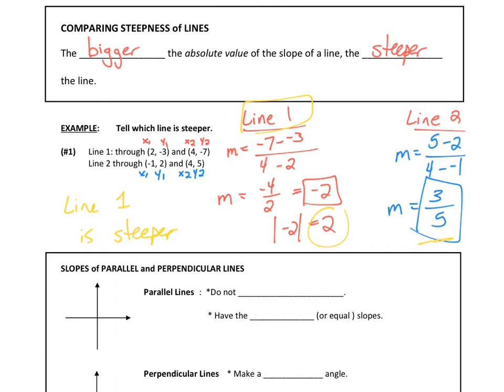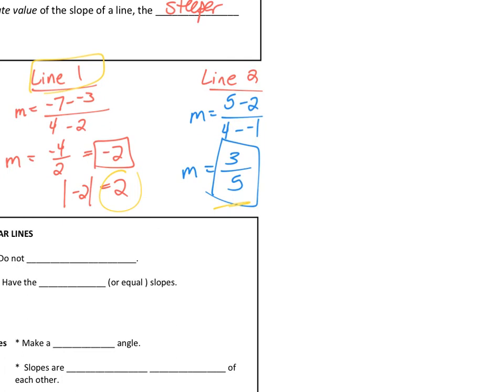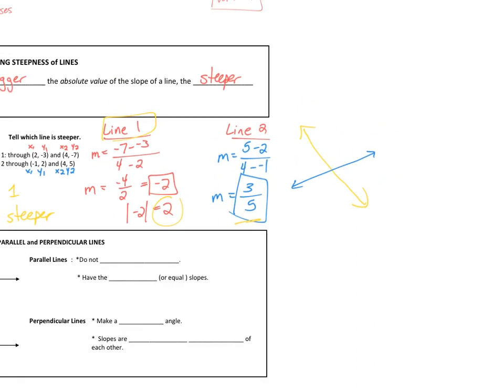If you graphed them, they would look like this. I'm going to slide over. If you graphed it, line 1 would be like, so down 2 to the right 1, it would look like this. And then line 2 would be going up 3 to the right 5. Line 2 would look kind of like that. So the steeper one would be the yellow one. It just, which one is increasing faster? And that was just a rough sketch of those.